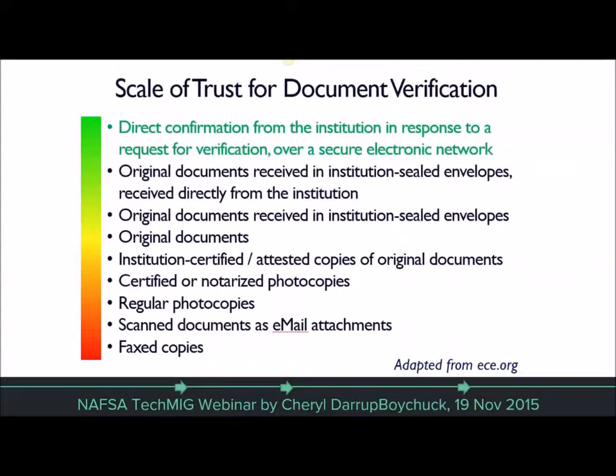ECE, another really highly respected education credential evaluator, created this scale of trust for document verification. And I think we're on our way to that greenest stage where there's direct confirmation from that institution in response to a request from the authorities, whether that's the host government or the host campus, over a secure network.